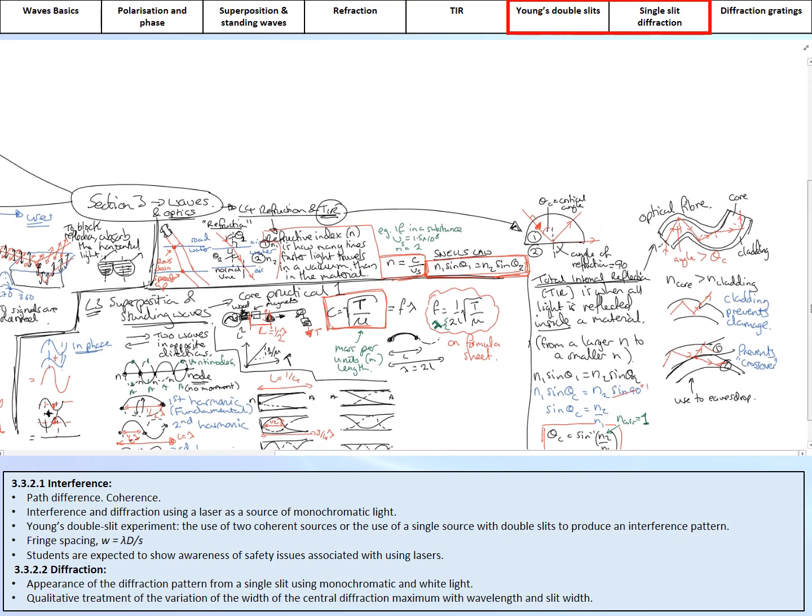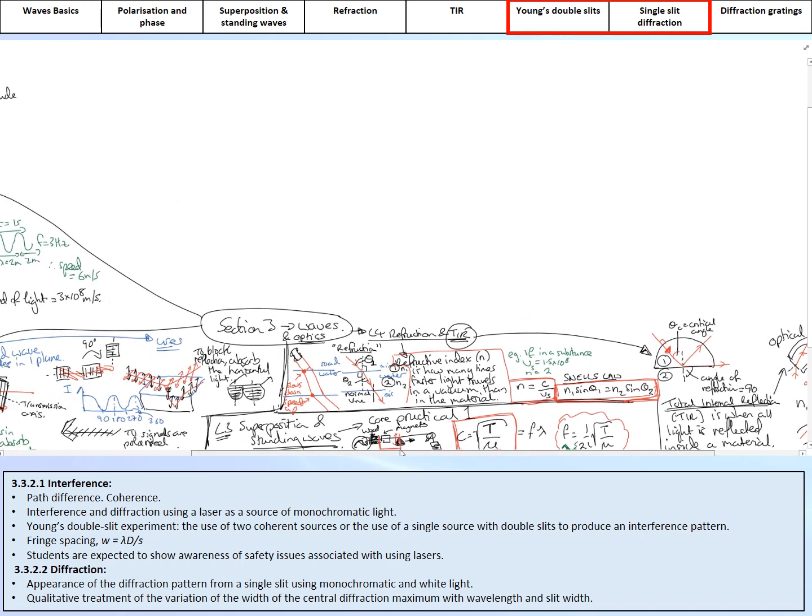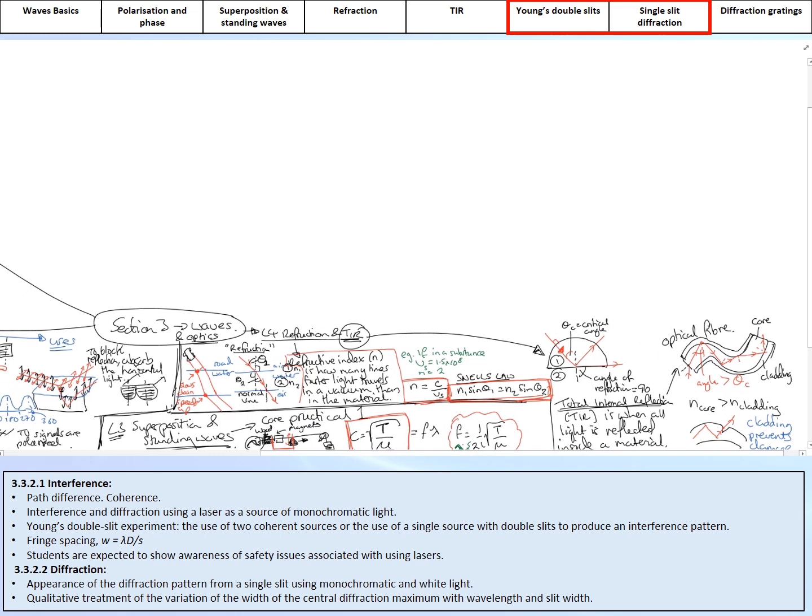So the next chunk of stuff is on the double slit experiment. So let's go for lesson 5, somewhere over here maybe, double slits. And again, have a look at your booklet and just refresh your memory about what happened.